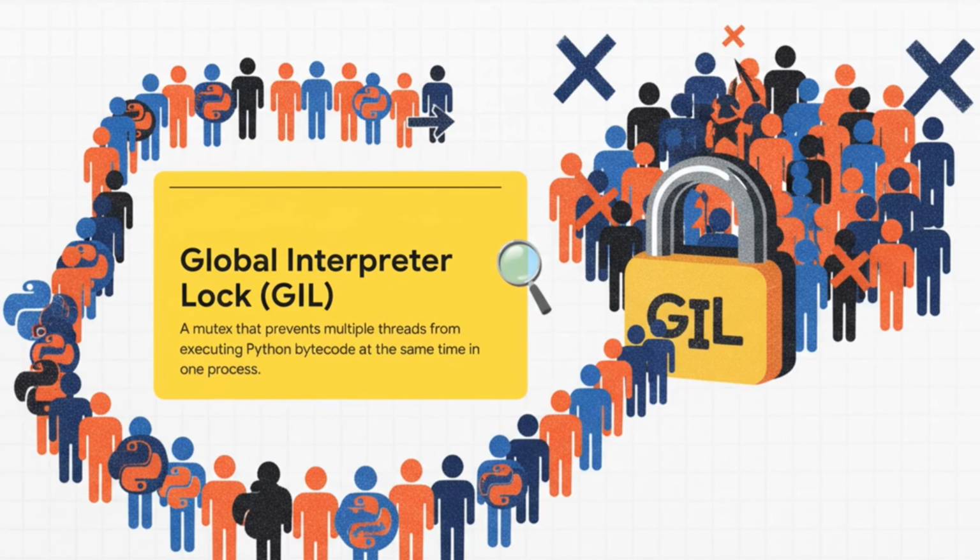So what is the GIL? At its core, it's basically a lock. Think of it like a token or a key. And in any single Python process, there's only one of these keys. A thread has to hold that key to execute any Python code, which means only one thread can run at a time, period. You could have a supercomputer with 64 cores, but if you're running a multi-threaded Python program, only one of those cores will be executing your Python code at any given instant.